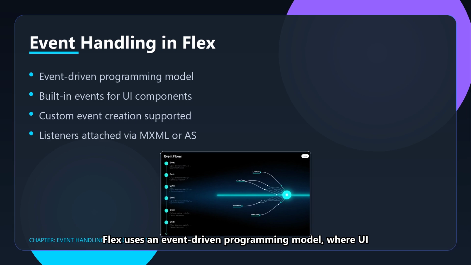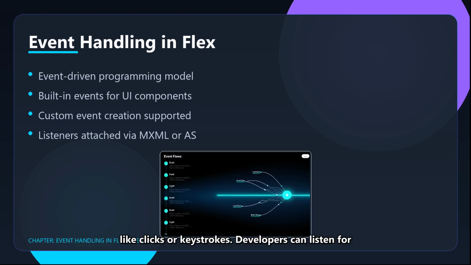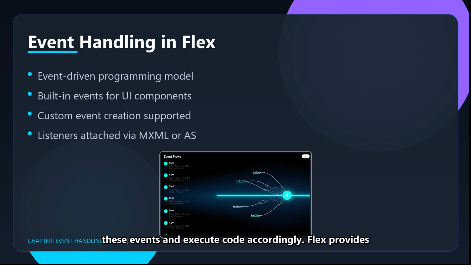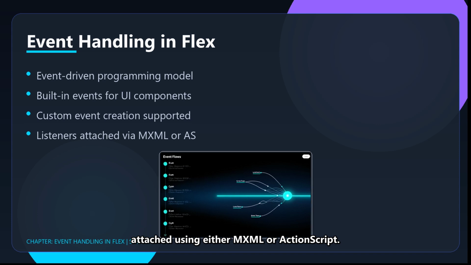Flex uses an event-driven programming model, where UI components emit events in response to user actions like clicks or keystrokes. Developers can listen for these events and execute code accordingly. Flex provides built-in events for most components, and custom events can also be created. Event listeners can be attached using either MXML or ActionScript.